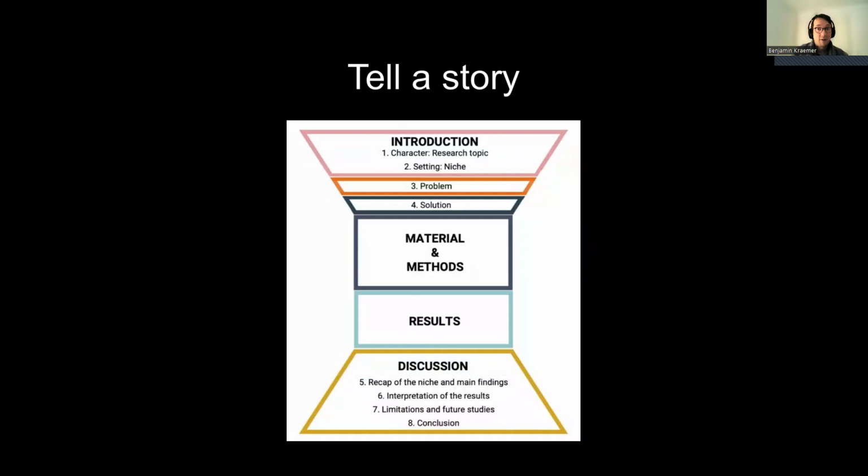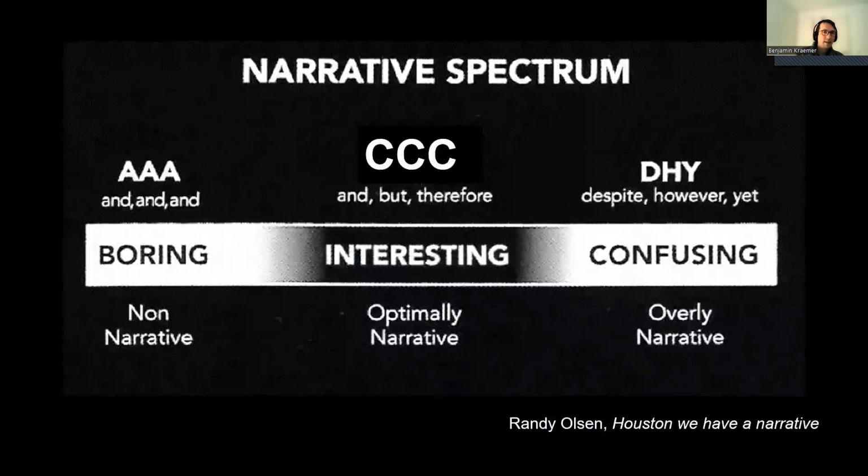The classic scientific paper also follows this same context, contradiction, conclusion structure. The introduction provides the context, the methods and results sections provide the contradiction, and the discussion section provides the conclusion. I actually want to take this structure even a little bit further and introduce what's called the narrative spectrum that was initiated by Randy Olson.